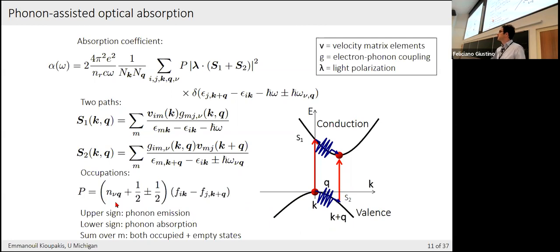And so the phonon occupancies also enter the equation. Again, the electron-phonon coupling can be either absorption of a phonon or the emission of a phonon. And phonon emission actually is important here because you can always emit a phonon, right? You don't need to have a phonon there in order to emit it.